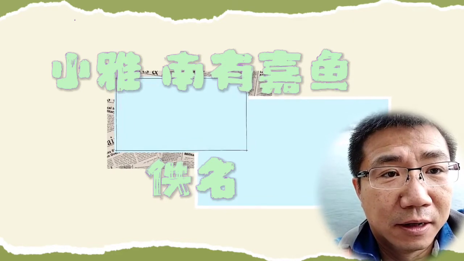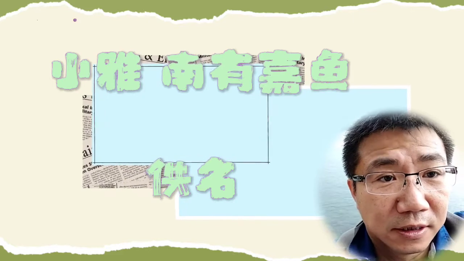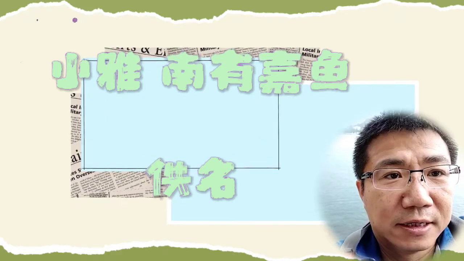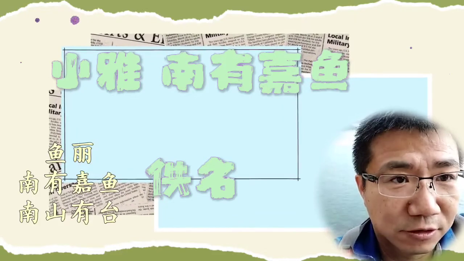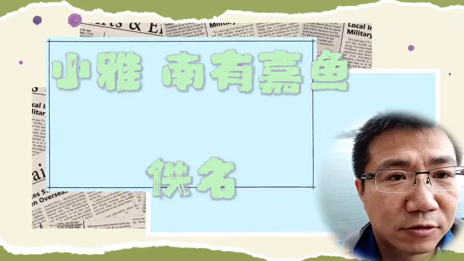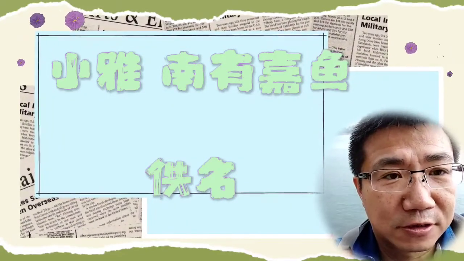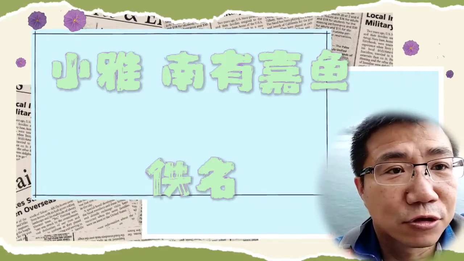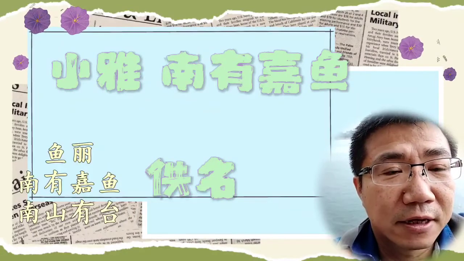of the three poems or songs played during a party. So we have this song. Another is 鱼丽 and the third is 南有樛. So these three songs will be played and sung during a big party.